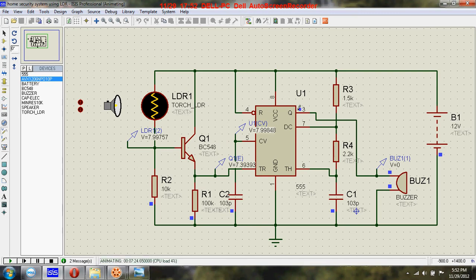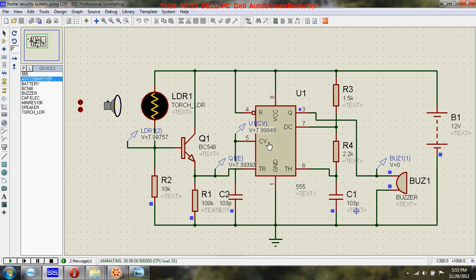And this 555 IC has an interesting property, and that is this output, this Q, that means this output or pin number 3 will rise or will go high when this input, the input to the trigger, will fall below half of this control voltage. This CV means control voltage, and this TR means trigger input. And when this input falls below half of this control voltage, then this output will go high.